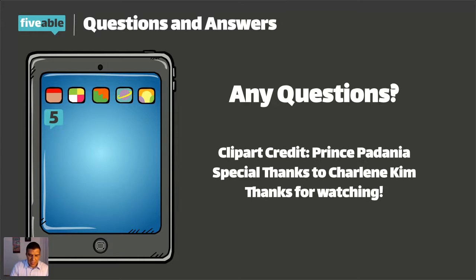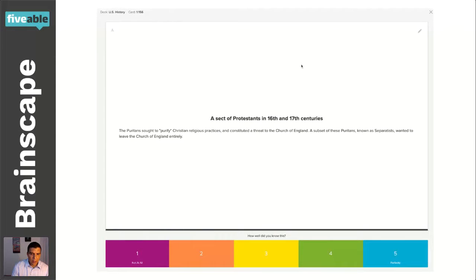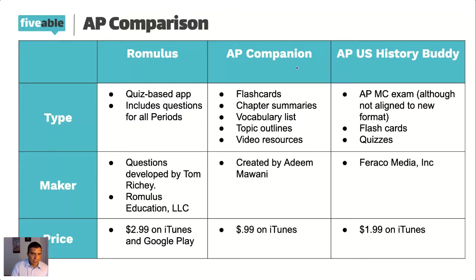Let's go back to this last screen here. Oh, I have my tool here. Let's go back. So of these 3 apps, does anyone plan to purchase one of them? I would say the AP Companion is your best bet, especially because it's free. Romulus, I would also definitely say the AP Companion.